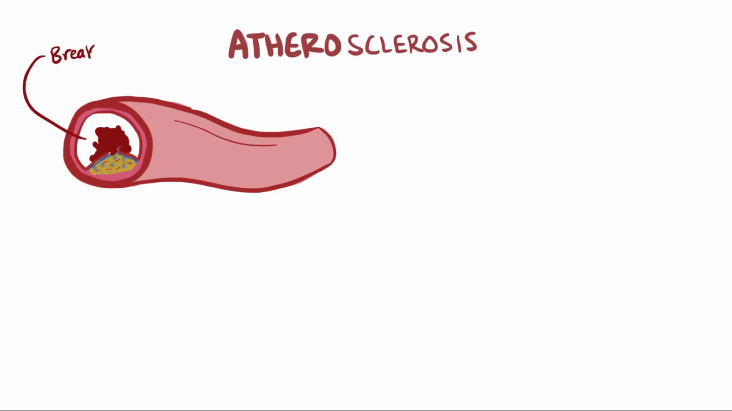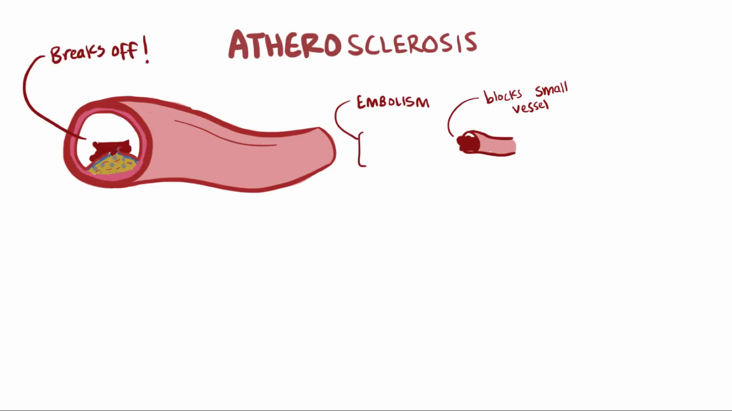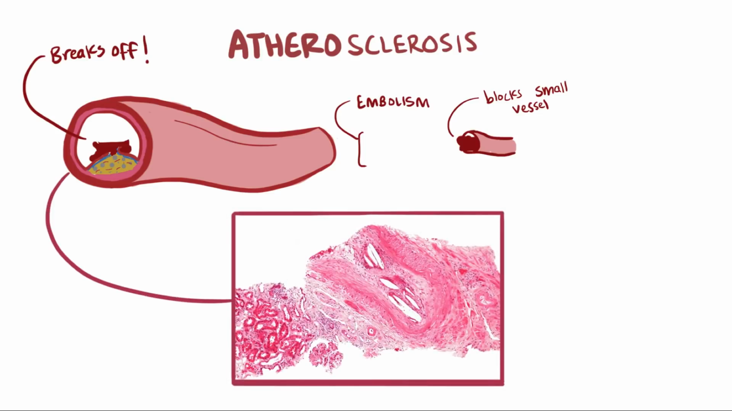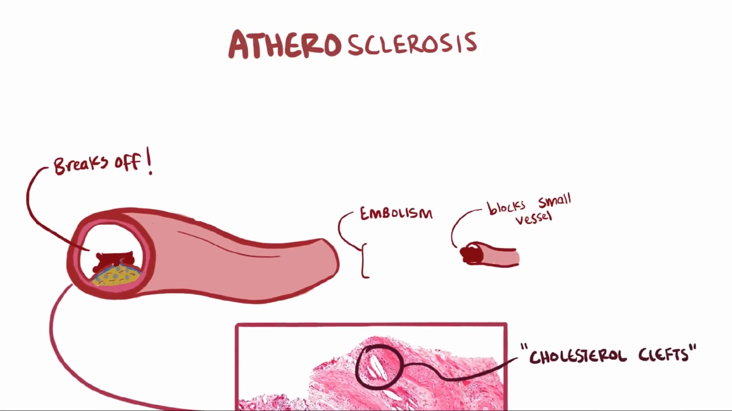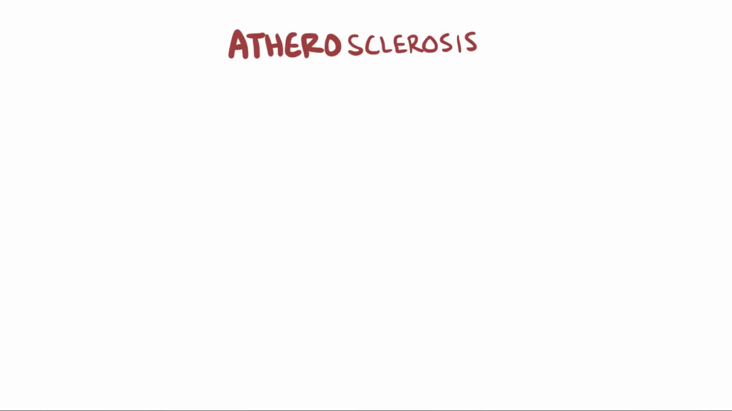Occasionally, some of the plaque can also break off from the main plaque deposit and become an embolism, floating around in the bloodstream until it gets stuck in a smaller blood vessel or another artery with significant atherosclerotic plaque buildup. And you can totally see this in a tissue biopsy, as the affected blood vessel will have cholesterol clefts, these big white entities in the middle of the blood vessel. So, moral of the story, atherosclerosis isn't great.